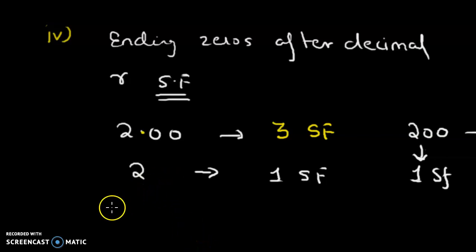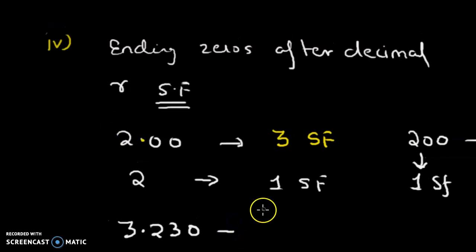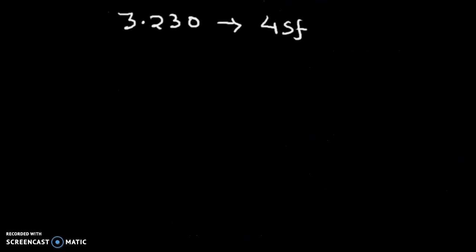Okay, say for example, if I say 3.230, how many significant figures are there? 4, because this 0 is after the decimal place. 4 significant figures. Okay, just pay attention. If I say 0.0003, how many significant figures are there? Remember the previous rule, only 1 significant figure is there.